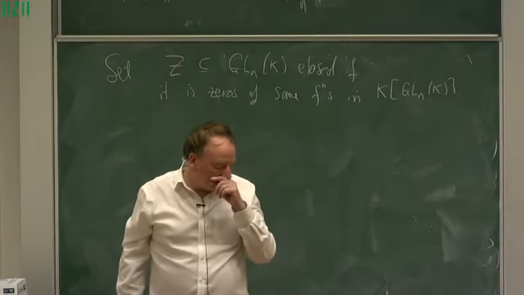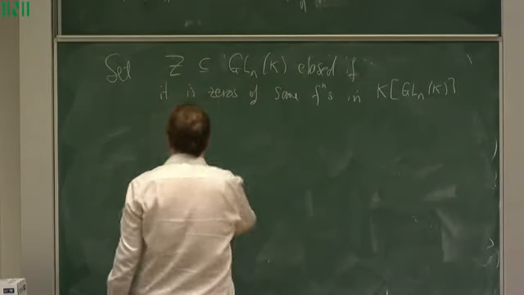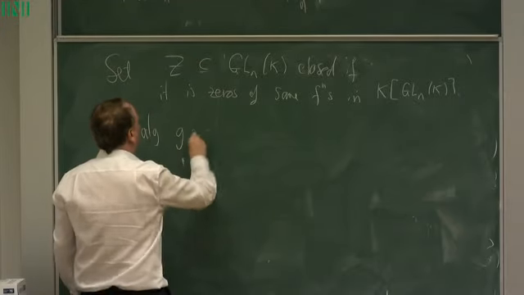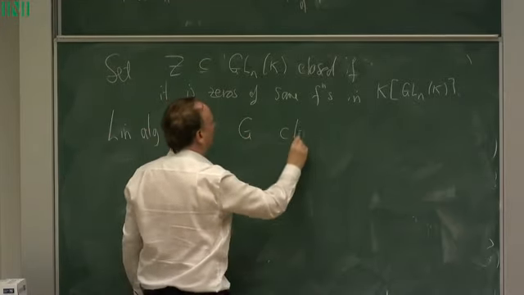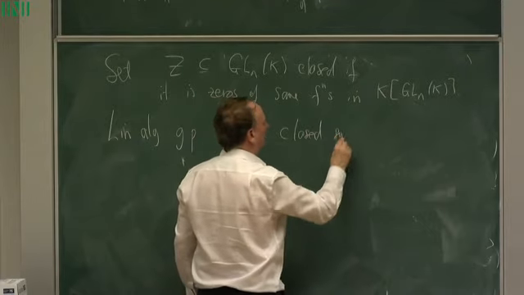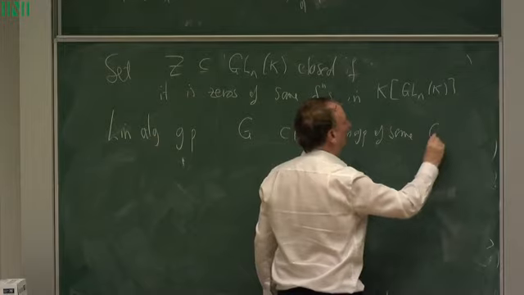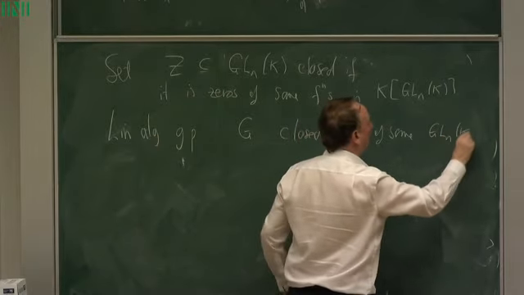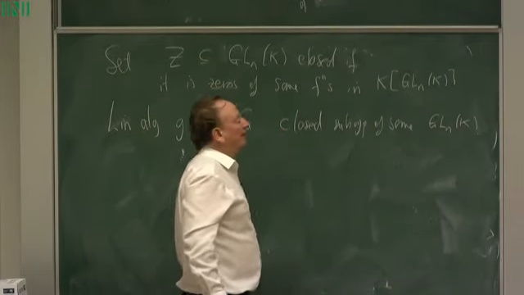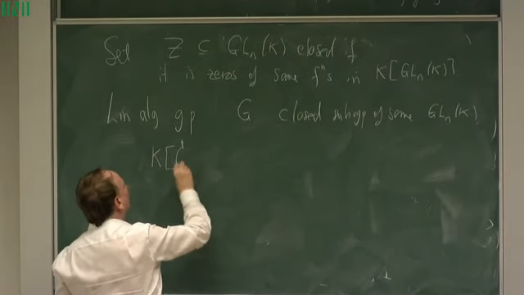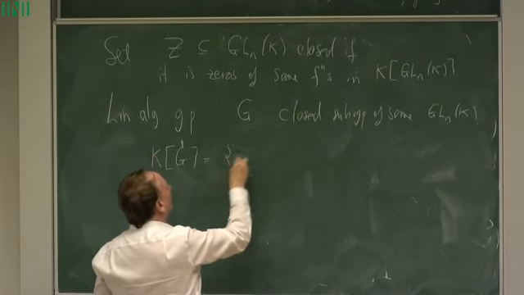And then a linear algebraic group will be a closed subgroup of some GL_n. It too has its algebra of regular functions, its coordinate algebra, which are just the restrictions.